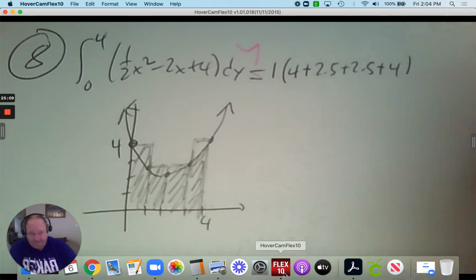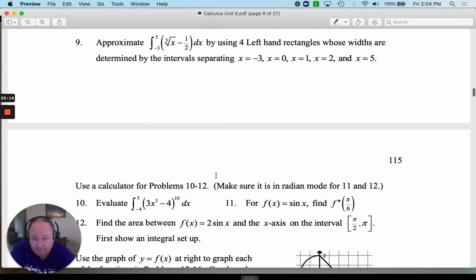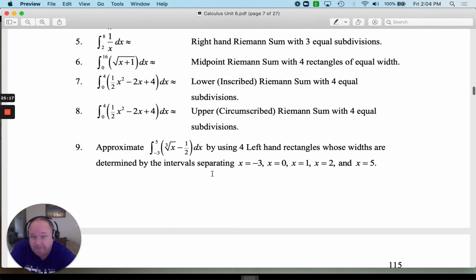All right, number 9. So in number 9, we don't have to sketch this one. Thank goodness. But it's good to graph. It's good to sketch. It's good to draw a picture. Sometimes it's a little tedious. So from -3 to +5, the cube root of x, subtract a half, dx. And we're going to use 4 left rectangles whose width are determined by an interval. Now this is far more AP exam-like, where the rectangles aren't all the same width.